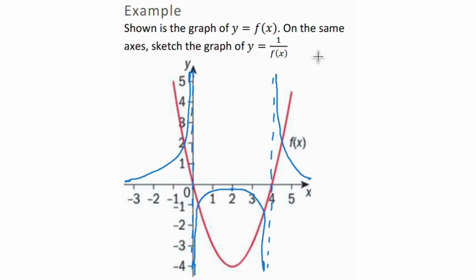So that's how we draw the graph of 1 over f of x when we have the original function. Roots become asymptotes, minimums become maximums. As the original function tends to infinity, 1 over f of x tends to 0. As the original function tends to 0, the reciprocal tends to infinity. And using those, we should be able to sketch the graph of any function we're given.